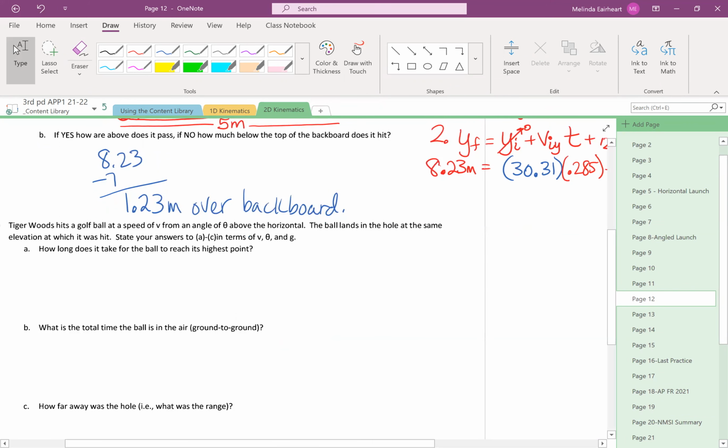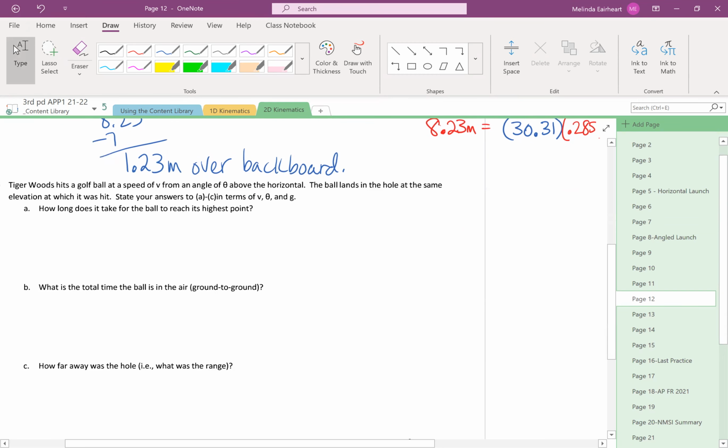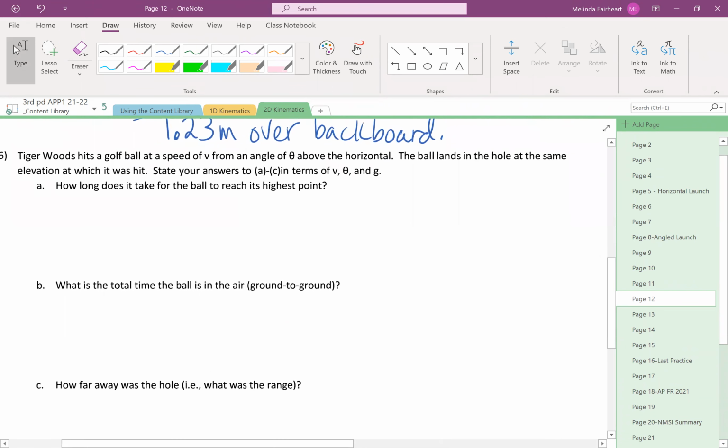Okay, I've got less than 10 minutes. Let's do Tiger Woods. In case you didn't know, he's a golfer. He's going to hit a golf ball at a speed v from an angle of theta above the horizontal. The ball lands in the hole at the same elevation. What did I just hear? I heard this is symmetrical. Same elevation, yay, symmetry, at which it was hit. State your answers from A to C in terms of v, theta, and g.